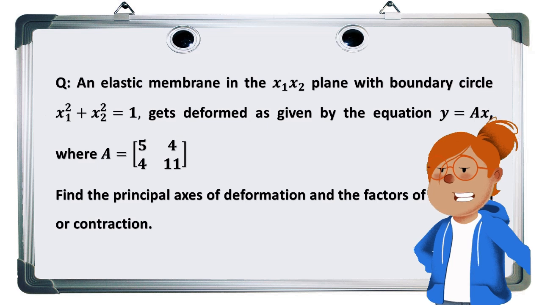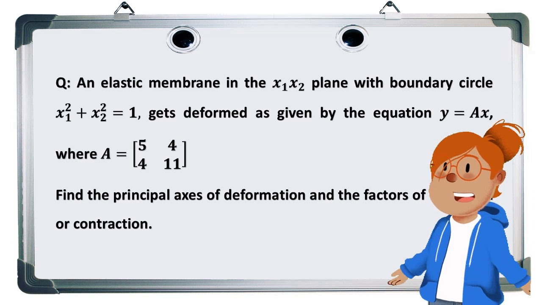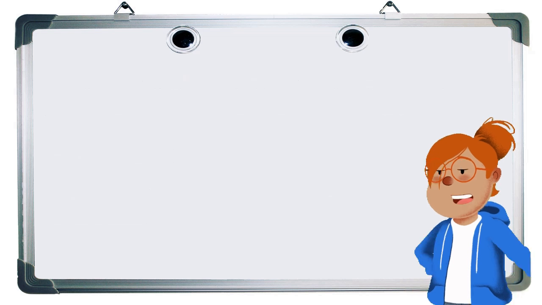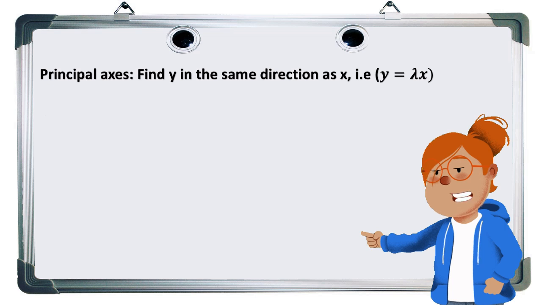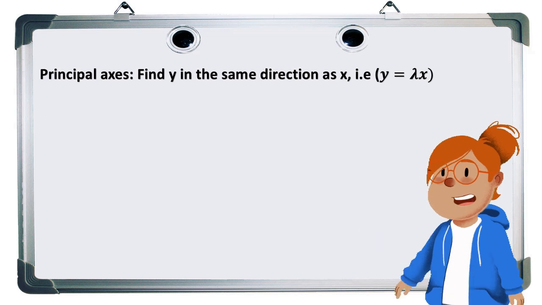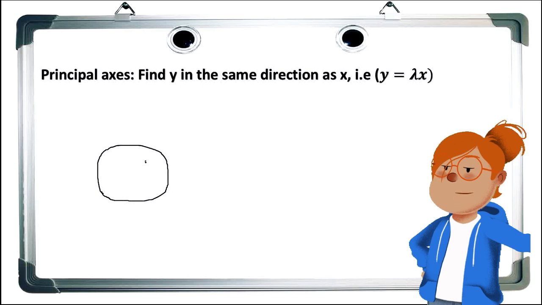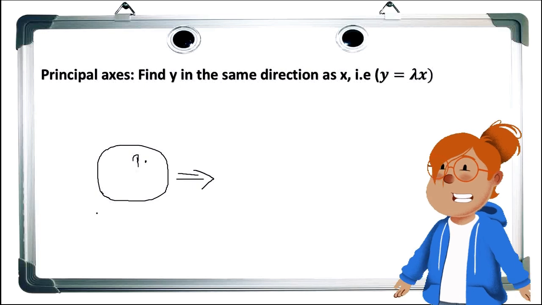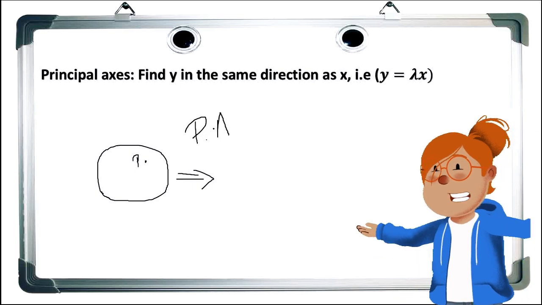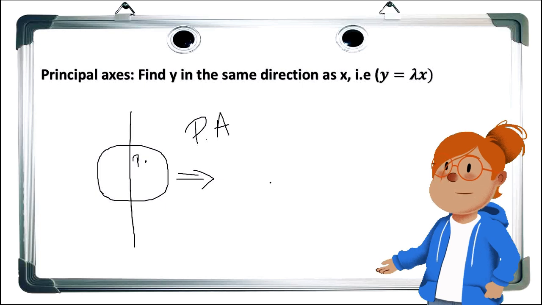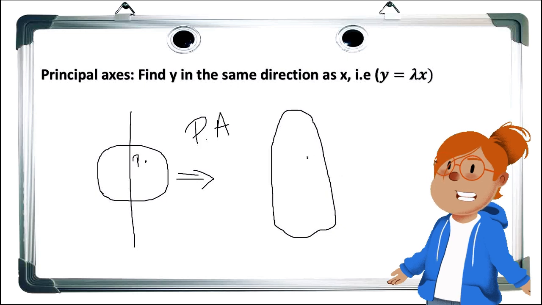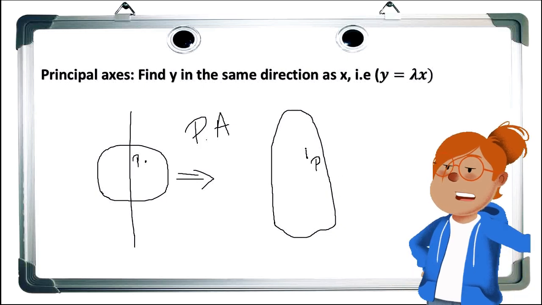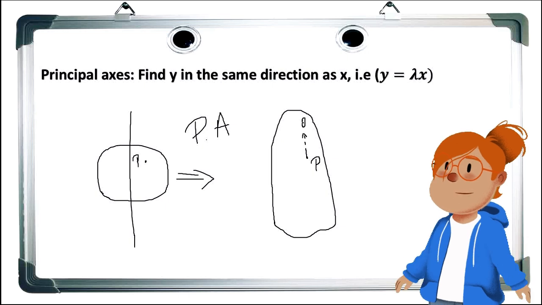Find the principal axis of deformation and the factors of extension or contraction. So first we should know how to find out the principal axis. The principal axis of deformation represents an axis that doesn't get changed when it undergoes deformation. The deformation happens in such a way that a point P, that is x1, x2, in the membrane will transform into point Q with coordinates y1 and y2.